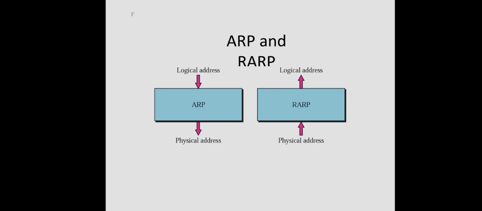That means if we know the logical address, the IP address of a machine, and if we want to collect the corresponding MAC address, we can use this ARP protocol. And the reverse happens in the case of Reverse Address Resolution Protocol. That is, we know the MAC address of a machine and we want to get the corresponding IP address. In that case, we can use this RARP.